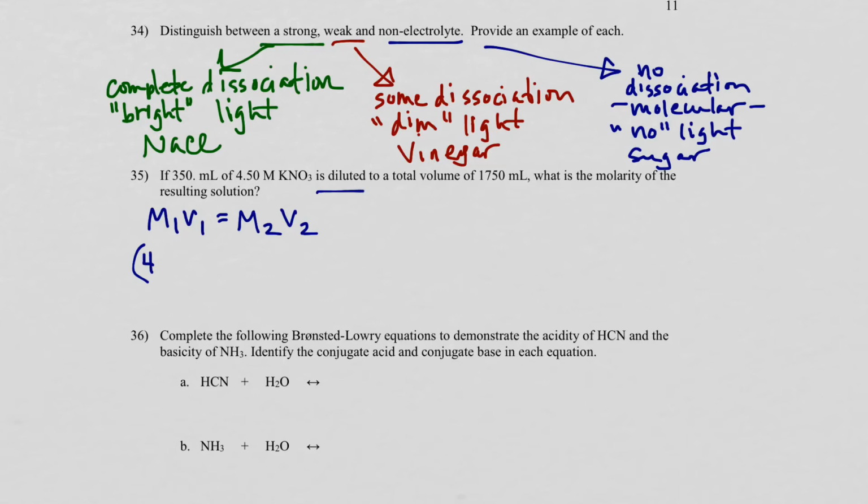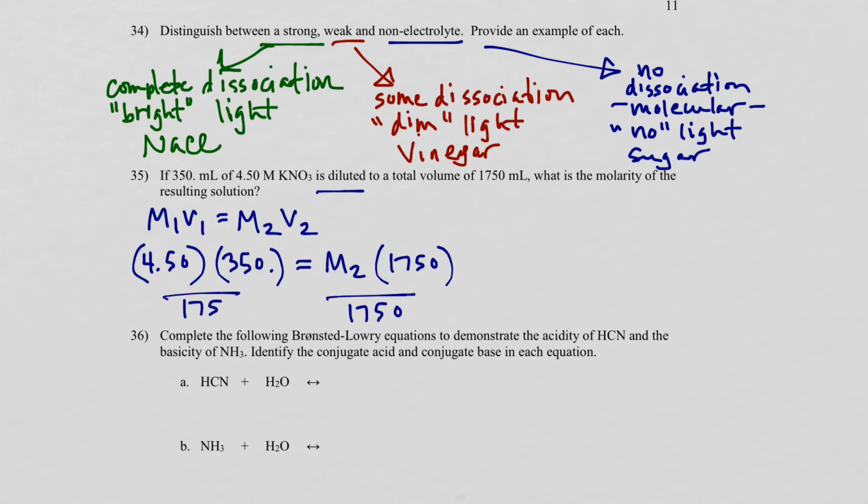The starting molarity was 0.45 molarity and the starting volume 350 milliliters. It wants to know the resulting molarity, M2, and it tells you that it's diluted to a total volume of 1,750 milliliters. So it's telling you that's the new volume, or the V2. To solve for M2, you'll divide both sides of the equation by 1,750, which cancels on this side, and M2 is 0.45 times 350 divided by 1,750. Applying significant figures, your final answer should be 0.090 molarity KNO3.